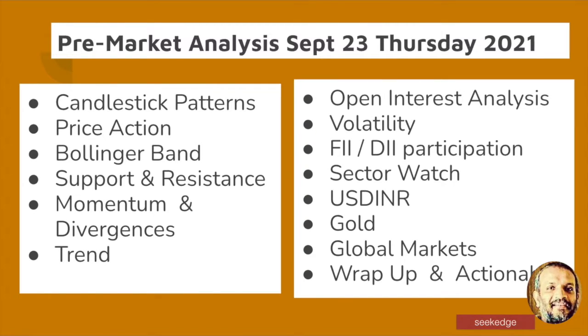what happened in the market based on all of these parameters in the charts that you see on the left side. We also have additional analysis around volatility, sectorial watch, institutional participation, dollar index, commodities, and global markets, and then we wrap up with some actionables, that's where we try to see what trade plan can be made for the next day.